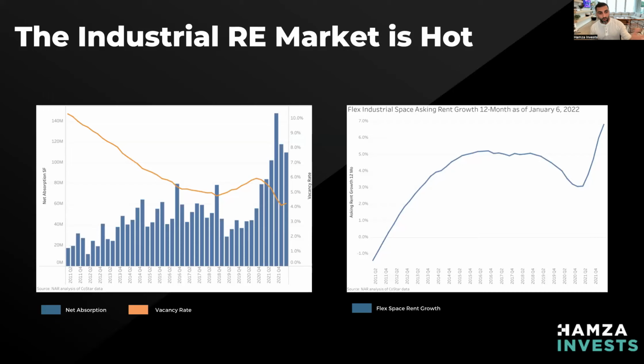So quickly over here on the left, I have the net absorption and vacancy charts. And what you can see is as vacancy drops, absorption is at an all-time high, or was at an all-time high during the pandemic. What I want you guys to understand is that these trends are just beginning. More and more people are getting used to dealing with businesses online. This is a trend that is going to continuously change, evolve, and become better.